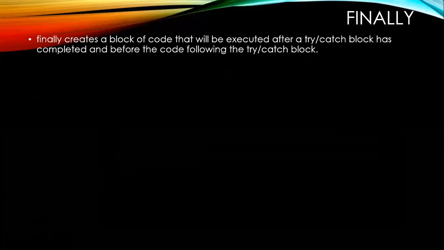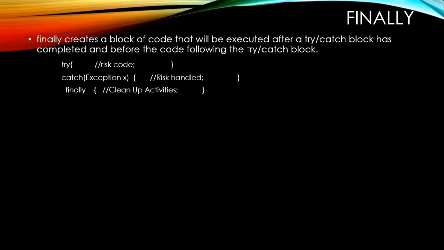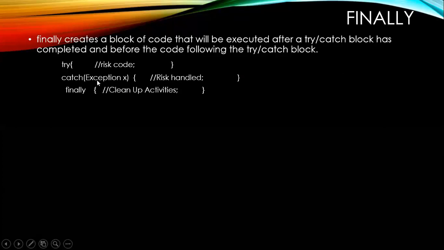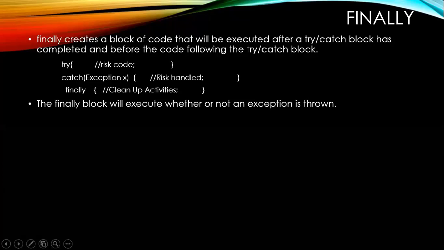Finally creates a block of code that will be executed after a try catch block has completed and before the code following a try catch block. Right. So after executing your try catch block, that particular finally will be executed. Syntax of this one is something like this. Try will be having some risky code, then a catch will be having the risk handled, and finally will be having some cleanup activities, whatever you wanted to do.